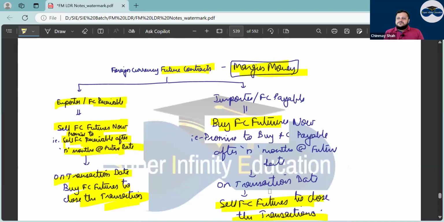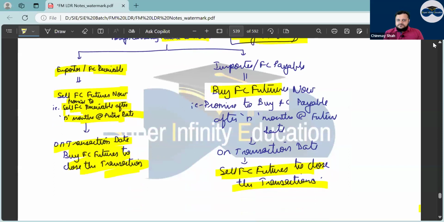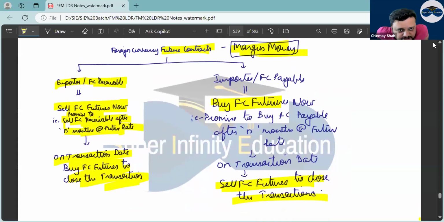Then I have taken foreign currency futures, which were above. Have a look. Foreign currency future contracts, right? If you are an exporter with foreign currency receivable, what do you do? You sell futures now, and then later on the transaction date, you buy futures to close the transaction. For an importer also, what do you do? Buy foreign currency futures now, and sell them on the future date to square off the transaction, correct?